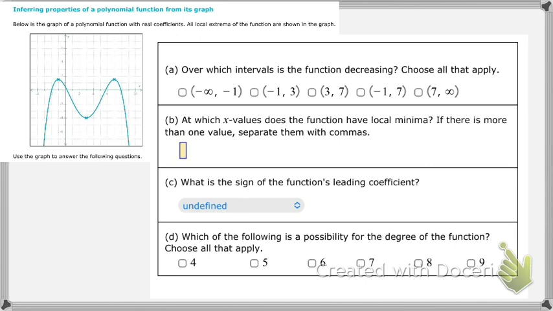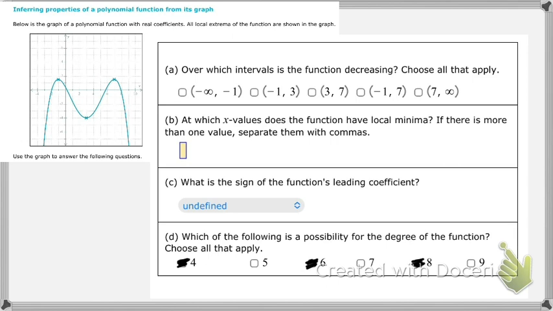So what could this be? If I look down here, I skipped ahead to question D. Which of the following is a possible degree? It could be fourth degree, and it could be sixth degree, and it could be eighth degree. If there's a 10 there, it could be 10th degree, 12, 14, and on. Okay? All right, let's look at some other questions here.